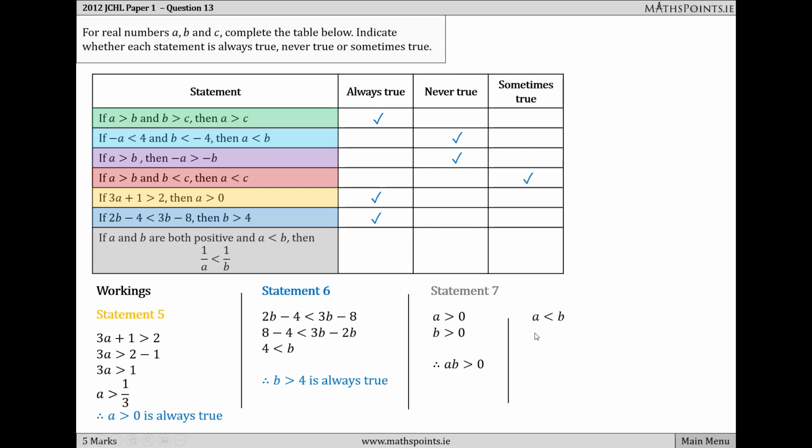We're also told that A is less than B. I'm going to divide both sides by AB, which I know is a positive number, and won't change the sign of the inequality. So I get A over AB is less than B over AB. On the left hand side, A goes into A once to leave me with 1 over B. And on the right hand side, B goes into B once to leave me with 1 over A. If 1 over B is less than 1 over A, then 1 over A is never less than 1 over B. So that's never true.